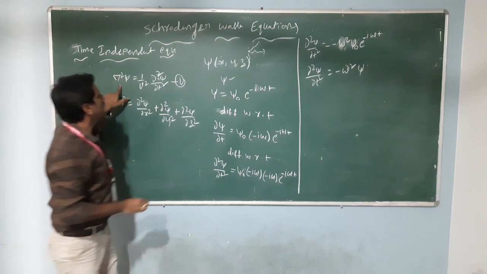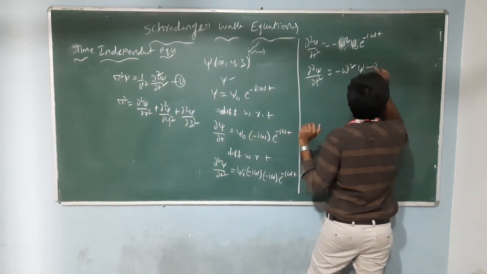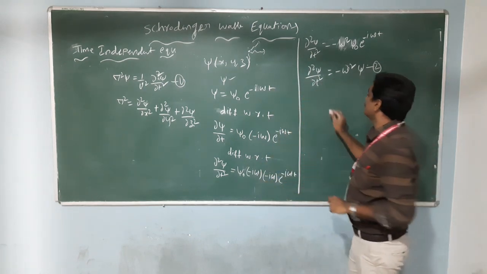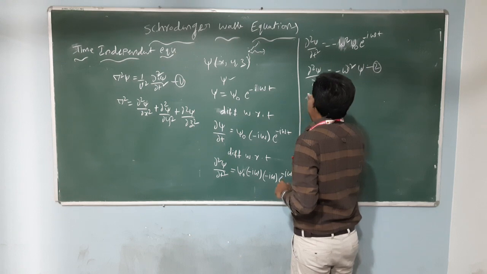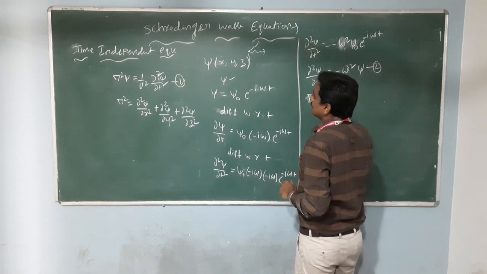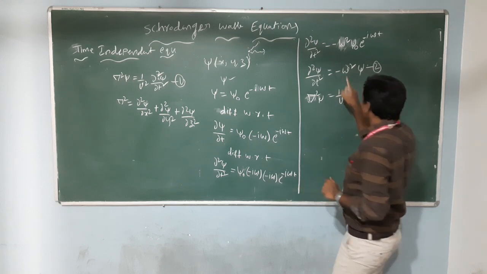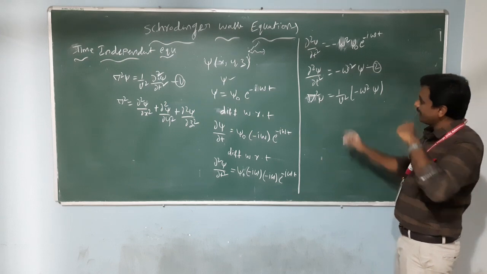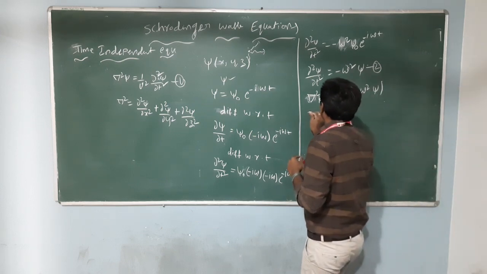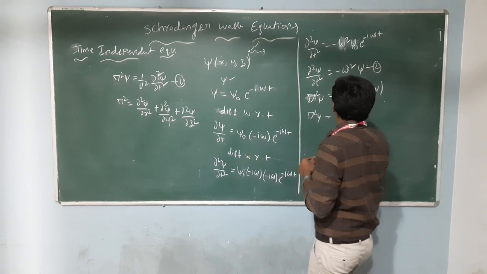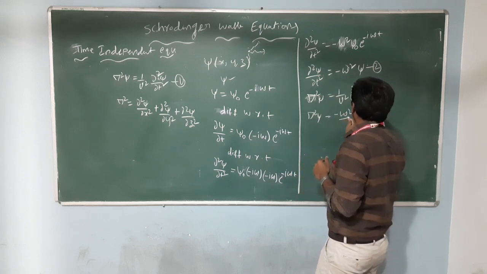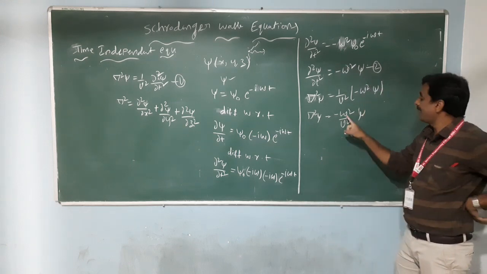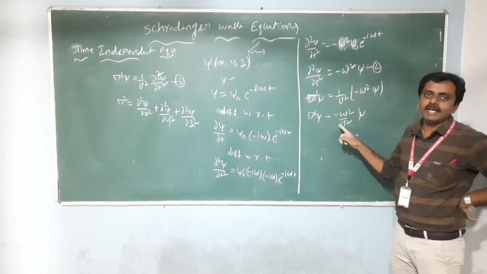If you substitute the equation 2 value in equation 1, we will get del square psi is equal to 1 by v square into minus omega square psi. If you simplify it, del square psi is equal to minus omega square by v square into psi. Here omega is the angular frequency.